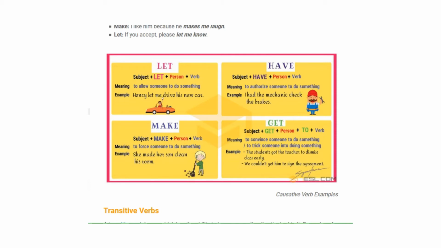Make, we use subject plus make plus person plus verb. The meaning is to force someone to do something. So example, she made her son clean his room. Okay, we have get, subject plus get plus person plus to plus verb. Meaning to convince someone to do something or to trick someone into doing something. The student got the teacher to dismiss class early. We couldn't get him to sign the agreement.